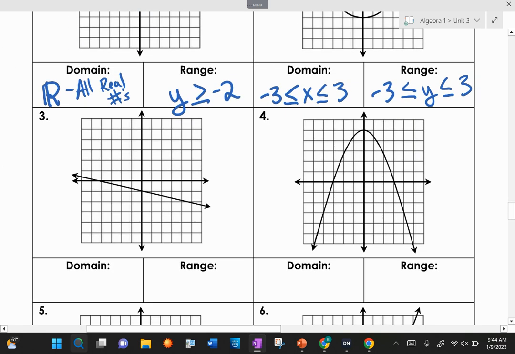I would like for you to try 3 and 4 on your own. Si se puede.